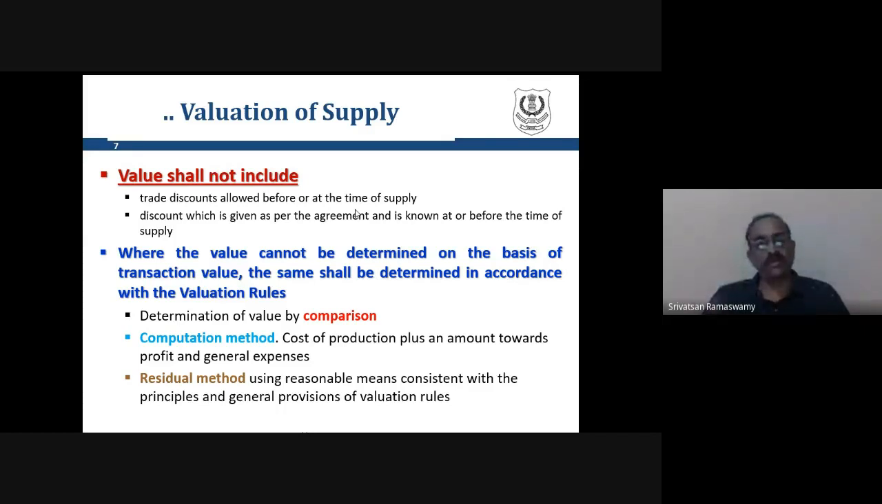Third method, if it is not possible by comparison method or computation method, then you will have to resort to the residual method, where reasonable means consistent with the principles and the general provisions of valuation rules will have to be followed on the best judgment method. So it is the discretion of the tax officer who will decide what should be the transaction value. So you will have to first adopt the comparison method. If it is not possible, then go to step 2, the computation method. If that is also not possible, go to the residual method. So these are the various situations which will help you to arrive at the transaction value, right?